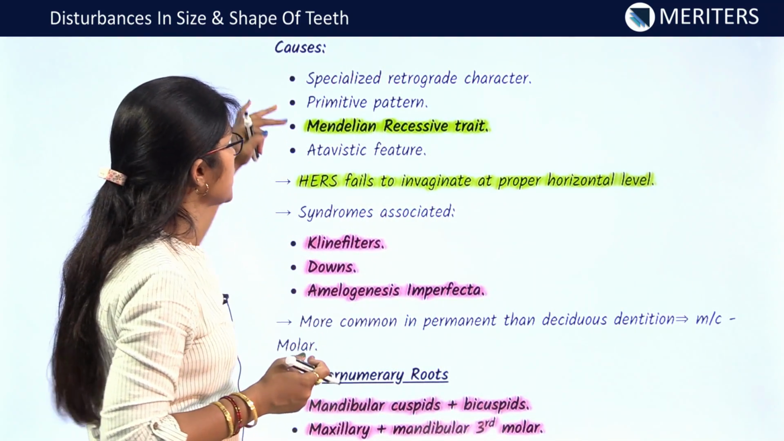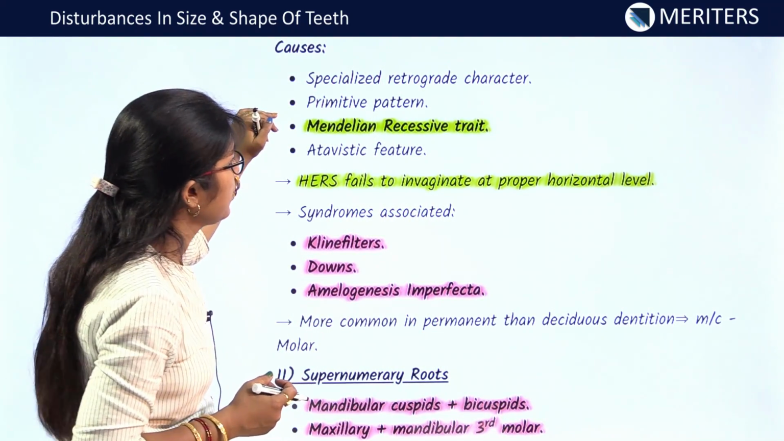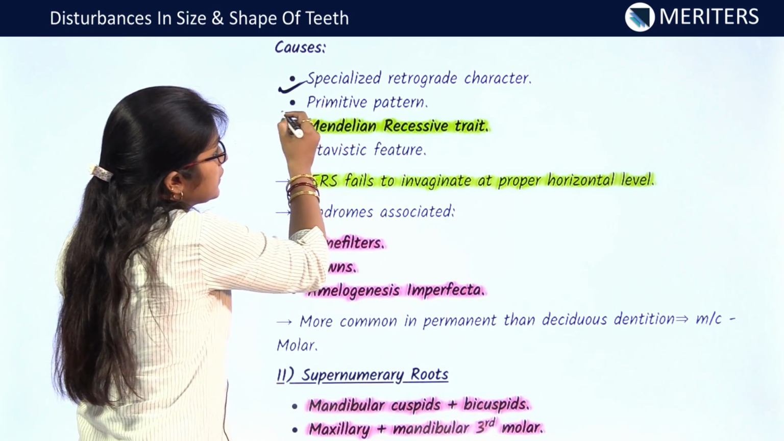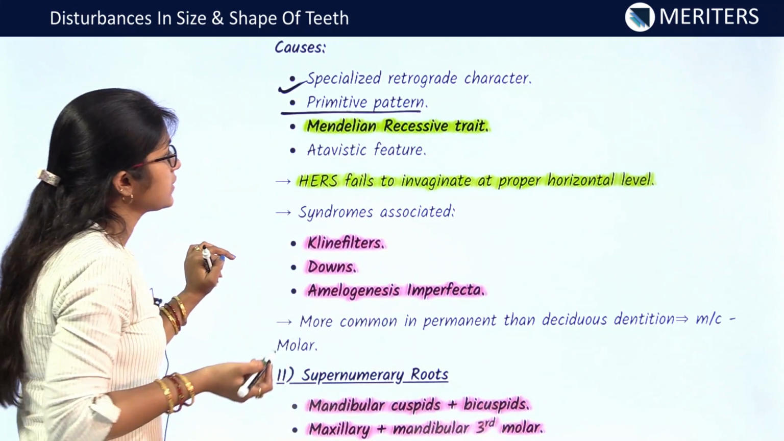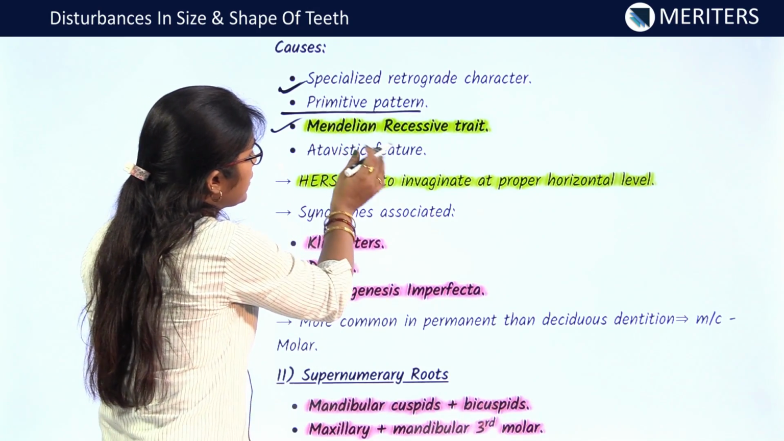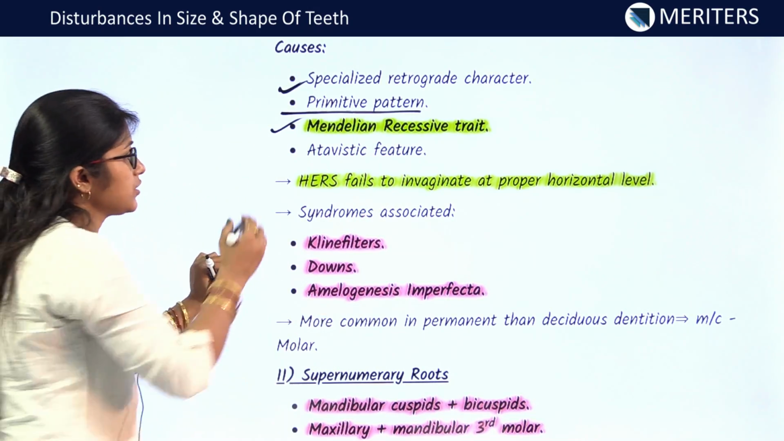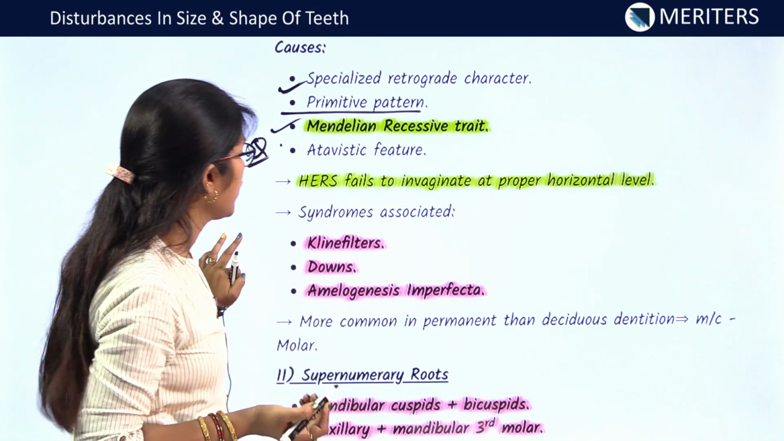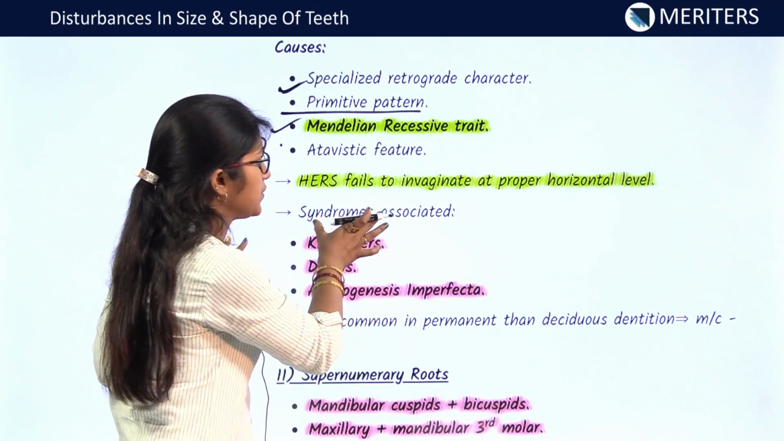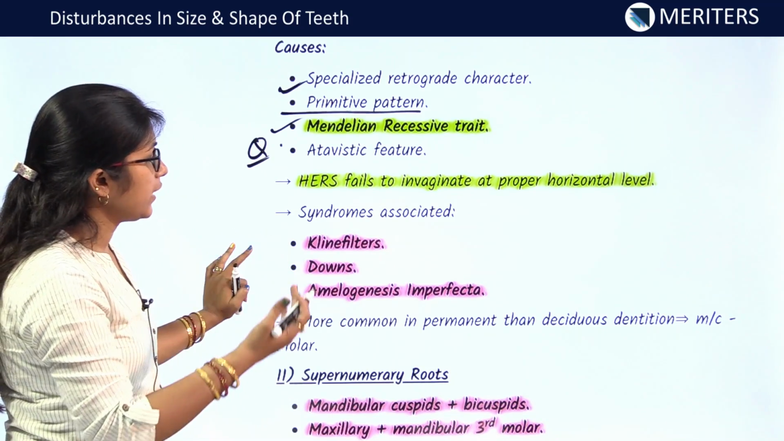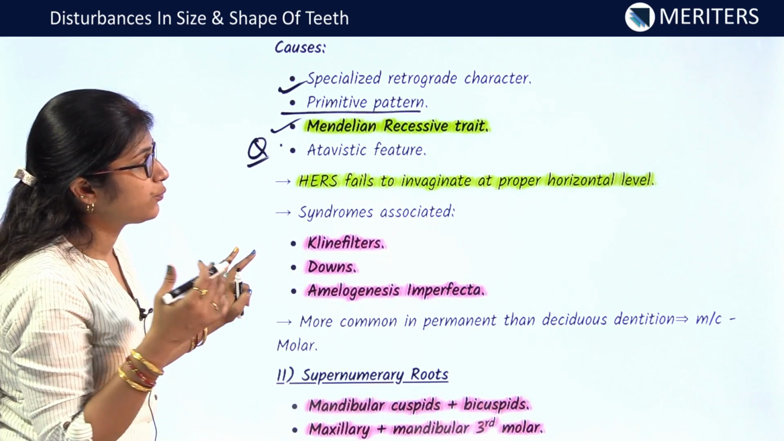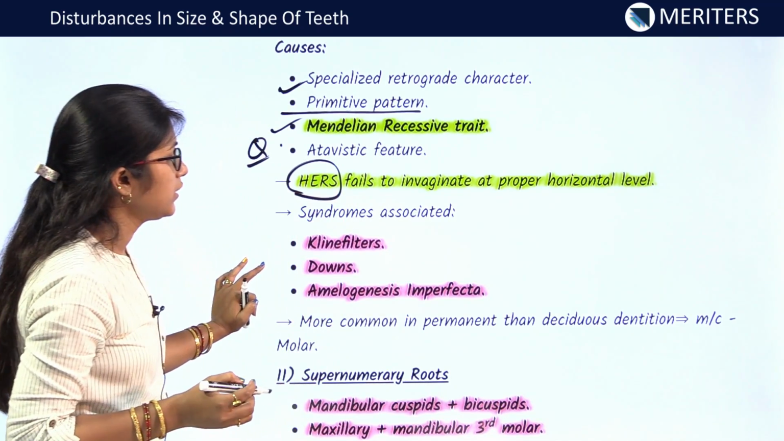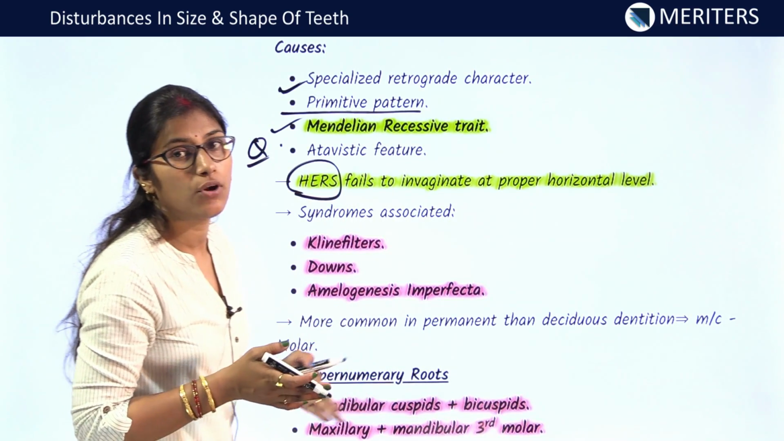Now we'll be seeing the causes of taurodontism. Okay, see. It is a specialized retrograde character. It is a primitive pattern. Okay. All these are asked questions. It is a Mendelian recessive trait and atavistic feature. Now this is a question. Taurodontism is an atavistic feature. Okay. Now why this happens? This happens due to the failure of HERS to invaginate at proper horizontal level. Okay. HERS is Hertwig's epithelial root sheath that fails to invaginate at the proper horizontal level.